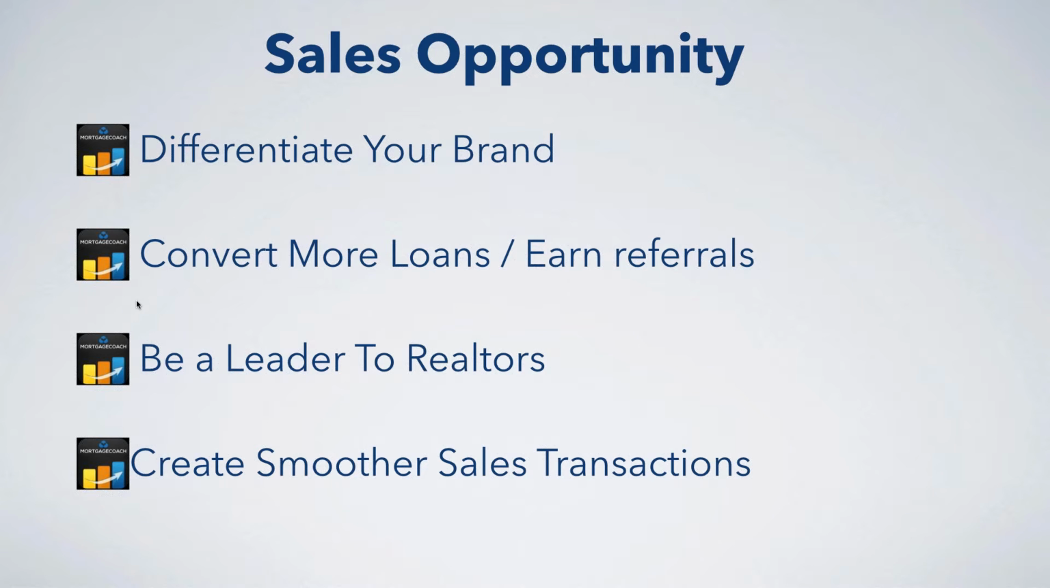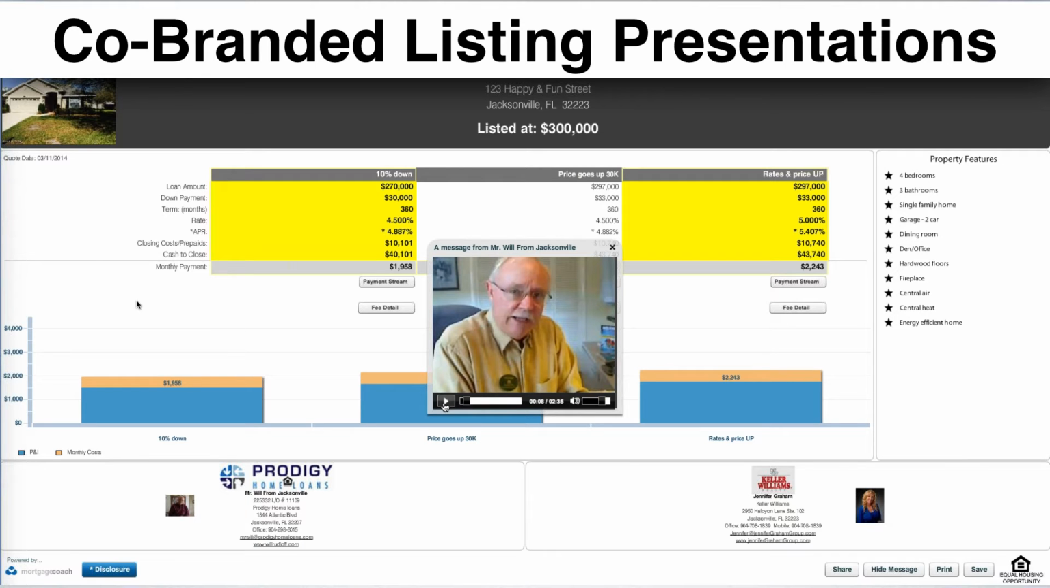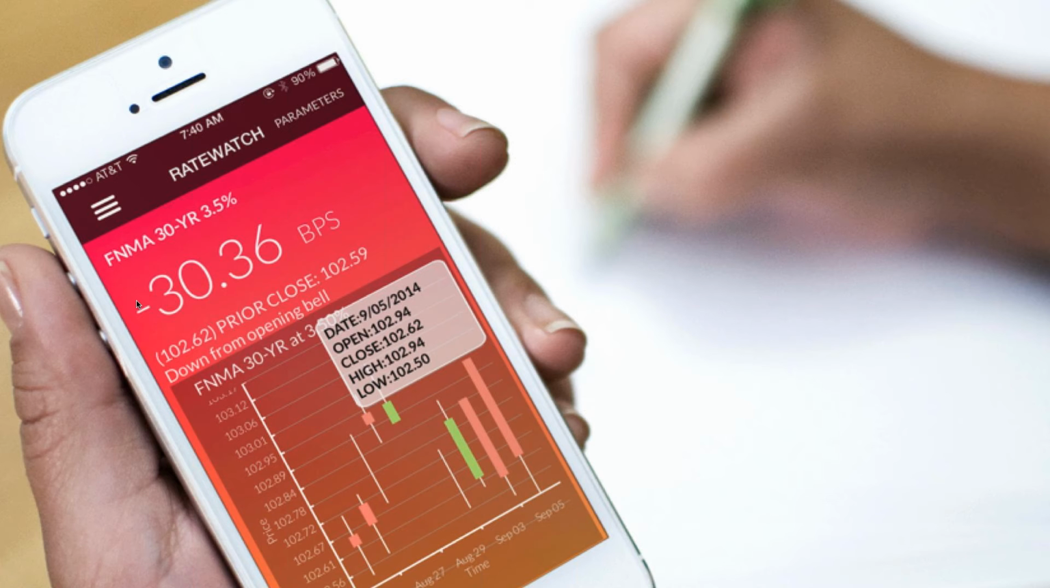Now, I did say you can be a leader to realtors, so I want to show you what that looks like. This is a co-branded listing presentation. It's just a very basic version of an open house presentation. And you can see it shows a couple of different loan products against each other. You've got your video on it, you've got branding, and then you've also got realtor branding that you can put on there. So just kind of keep this in the back of your head. We're not going to touch too much on this today, but it is available to you inside your Mortgage Coach Edge. Now let's talk about the Rate Watch.